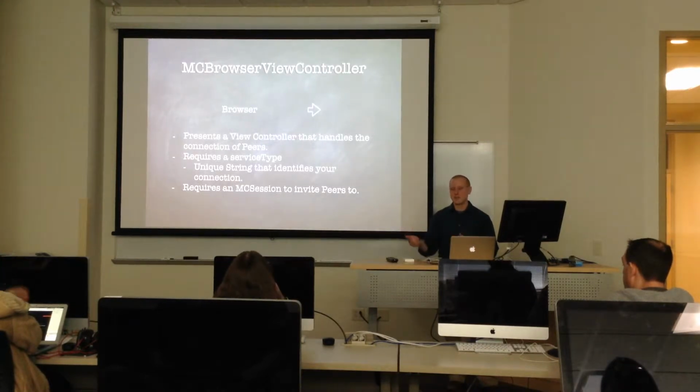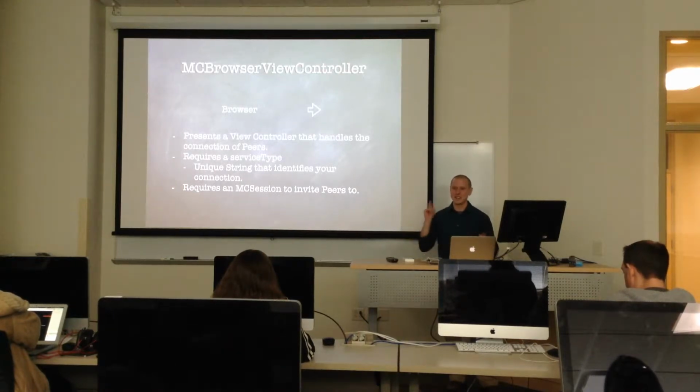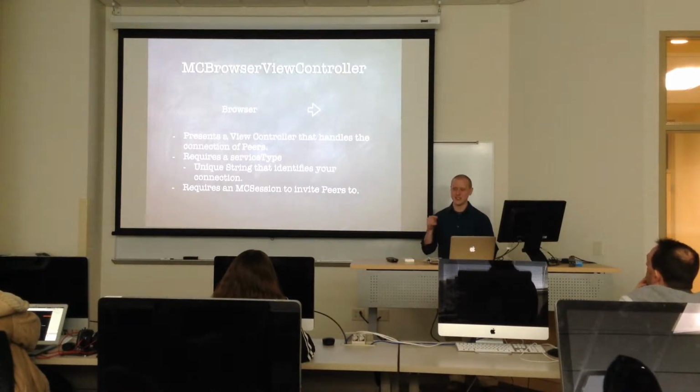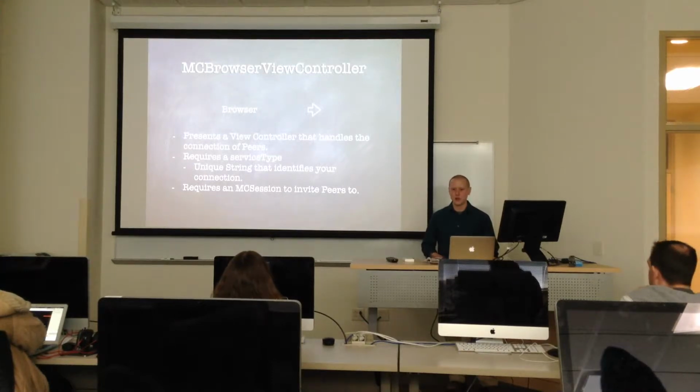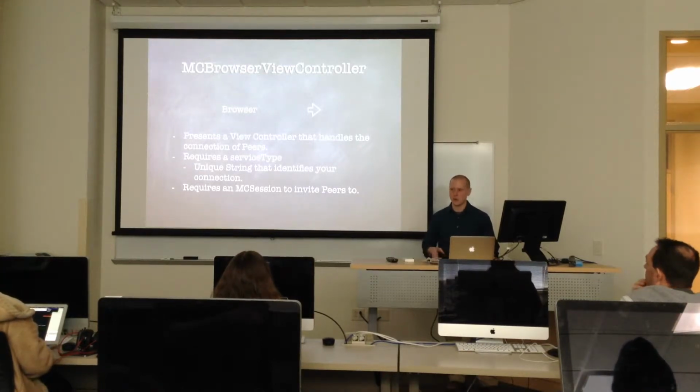So basically, there are browsers, and the next thing we're going to talk about is advertisers. The browsers and the advertisers need a way to flag each other to say, I'm advertising for this thing, or, I'm browsing for this thing. So a browser will connect to a thing that is advertising for the service that it is browsing for, if that makes any sense. It requires a session to invite peers to. So you can see that there's a sort of waterfall of things that you have to initialize. You initialize your peer, which is required to initialize your session, and then your browser requires a session, which requires a peer. So there's a natural order in how you set this up.